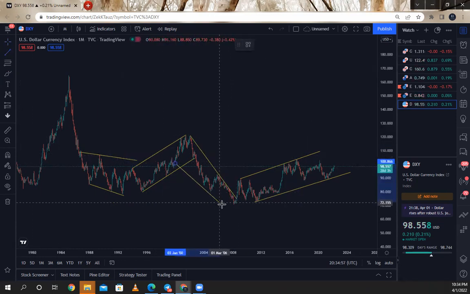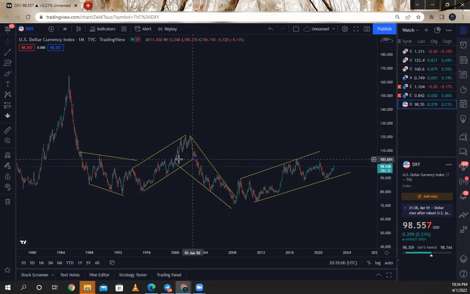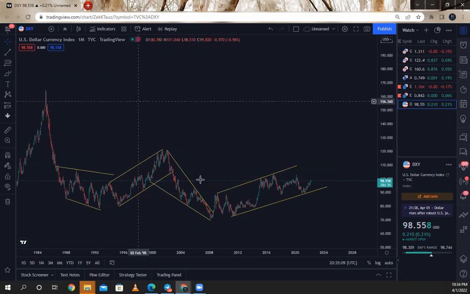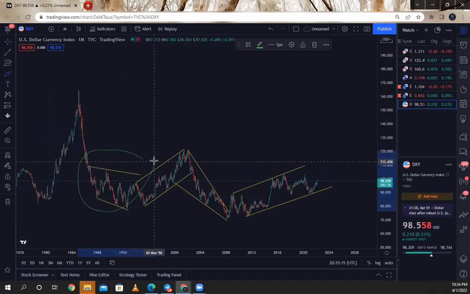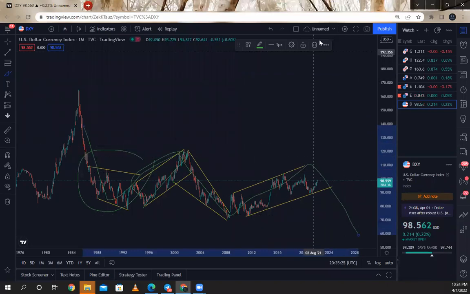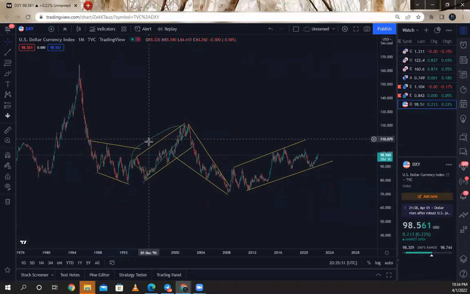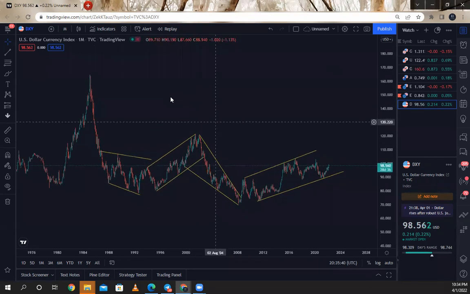Let me just bring this one forward. From here, what you can see, we had a reversal, correction, impulse, correction, impulse. That is how the market moves. When you have drawn all those structures, you can see how the market is. This applies on all the time frames.